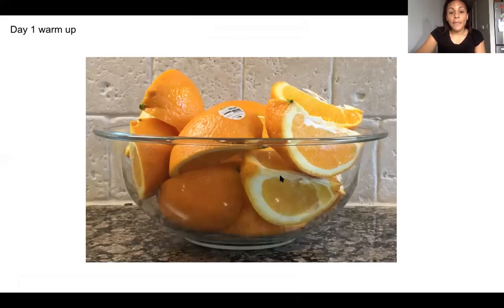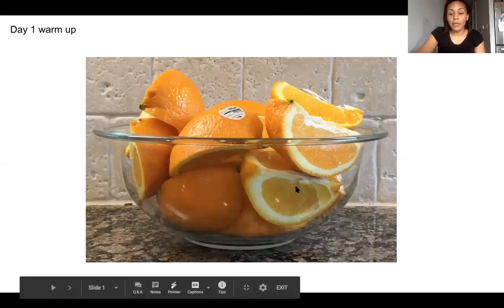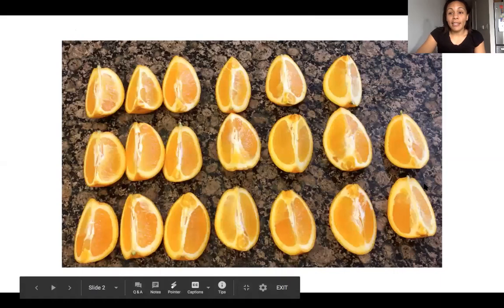Great. Okay. Now I want you to ask yourself, what do you wonder? I mean, what questions do you have about this bowl of oranges? What do you notice? What do you wonder? Write that down on your notebook or on the piece of paper. Excellent. Thank you. So now we're going to move on to this picture.